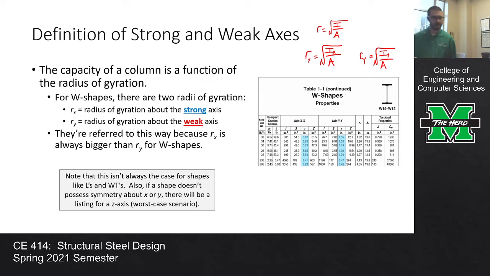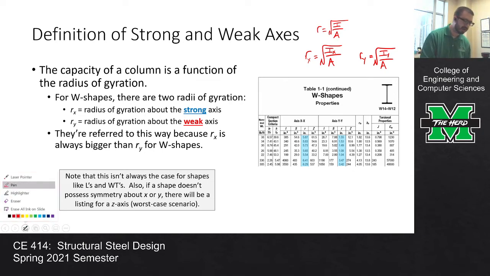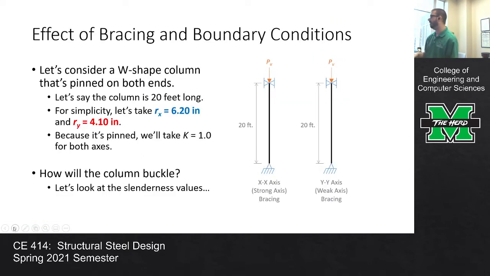Okay, all right. Now let's see how this shakes out in the real world. Let's talk about the example that I'm referencing right here. So I've got a column, and let's put some numbers to this, okay? So let's say we have a W-shaped column. It's pinned on both ends. So if it's pinned on both ends, first off, that means the K value equals 1. And for the sake of our example, we're going to assume that K equals 1 about both directions, like about the X-axis and the Y-axis. It won't really matter. And you'll see what I mean here in a second a little more clearly.